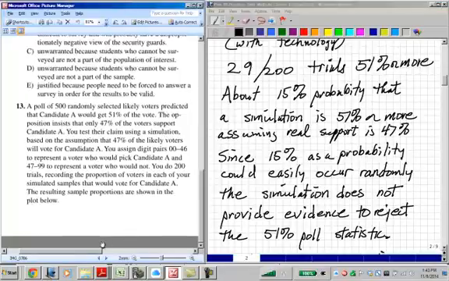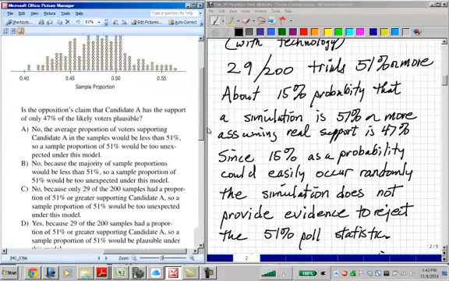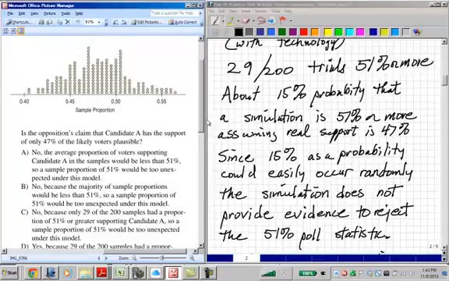Now, what I failed to do when I first investigated this question was look at what they're asking you. Is the opposition's claim that candidate A has support of only 47% of the likely voters plausible? Now, based on the correct answer, I have to make the decision that plausible is wrong and that it should say implausible or incorrect or something like that. Okay? Because, well, let's look at the answers and I'll explain why I have this view.